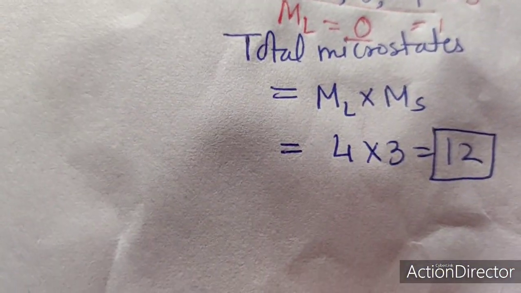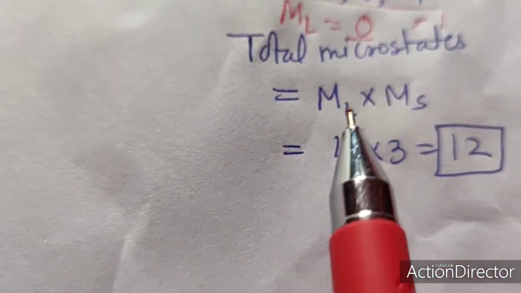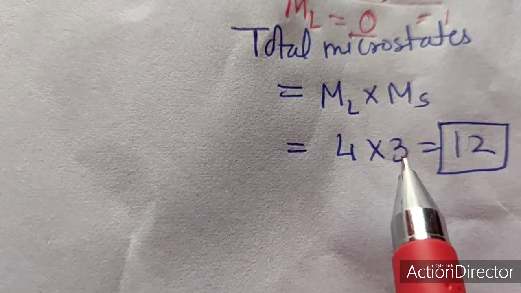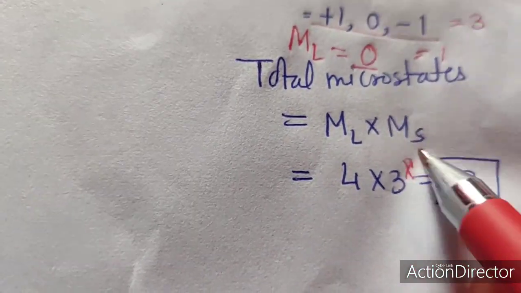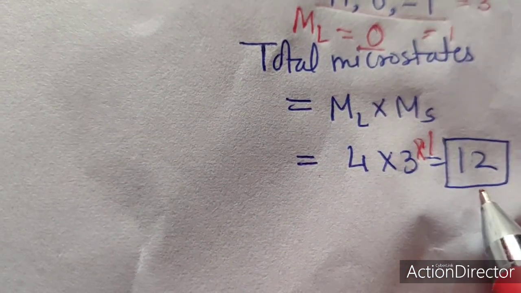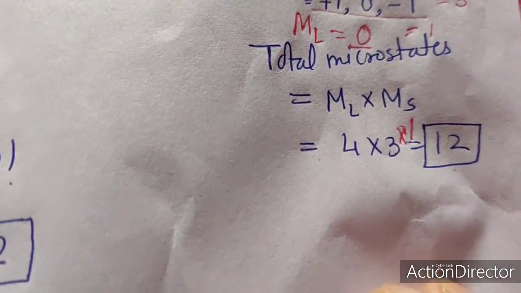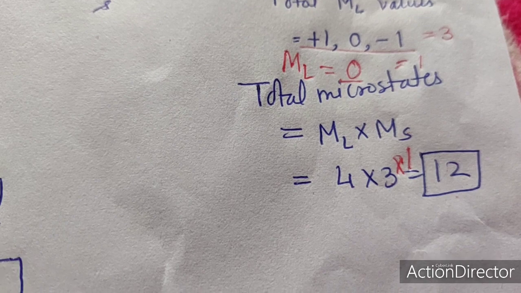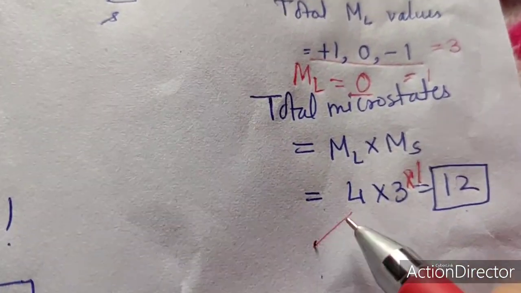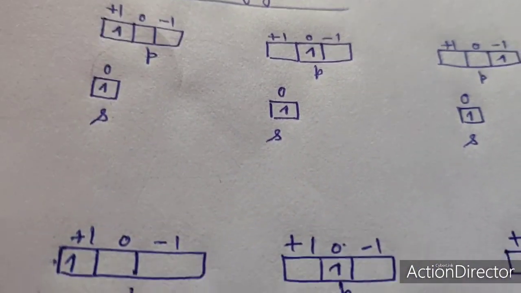So we can again calculate total microstates as ML multiplied by MS values. So ML values are 3 into 1, and 4 are the MS values. So total microstates are 12. We can cross check and evaluate the microstates by different methods. This is one method to calculate the microstates, and this is another method.